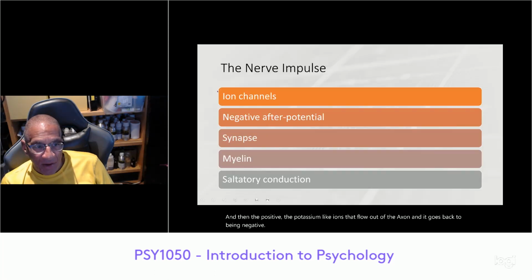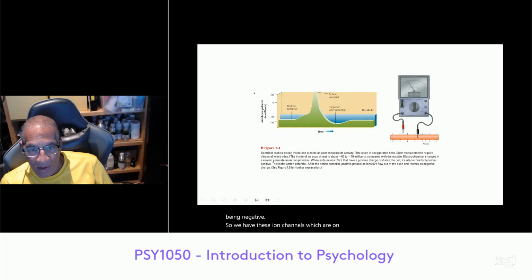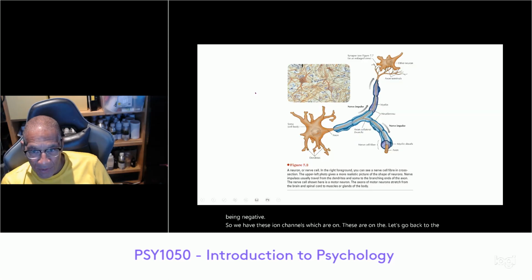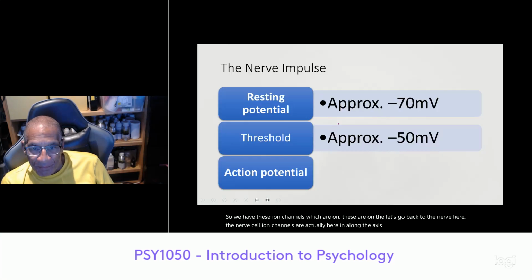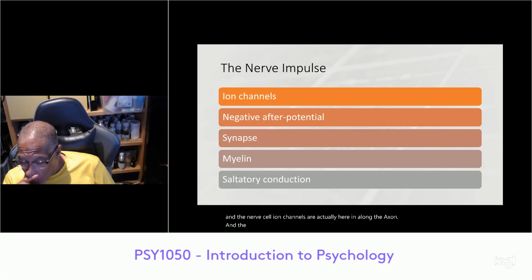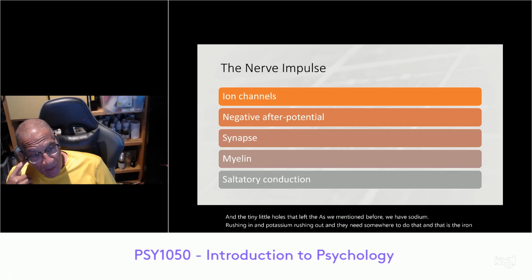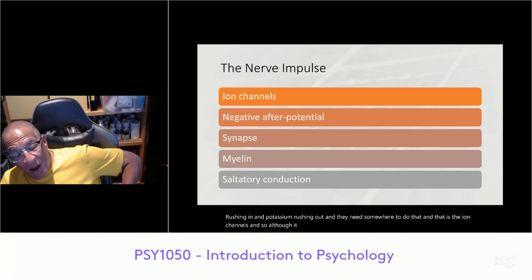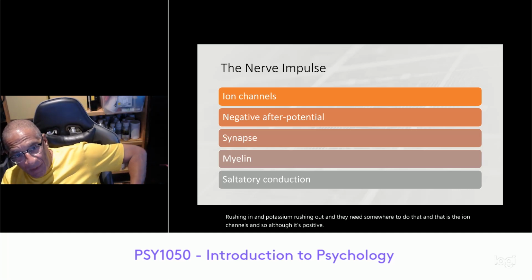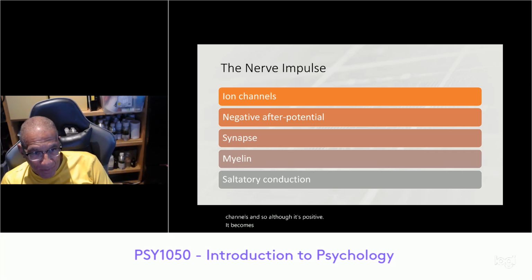So we have these ion channels, which are on, let's go back to the nerve here, the nerve cell. The ion channels are actually here along the axon. And they're tiny, tiny little holes that let the, as we mentioned before, sodium rushing in and potassium rushing out. And they need somewhere to do that, and that is the ion channels. And so, although it's positive, it becomes negative afterwards, right?